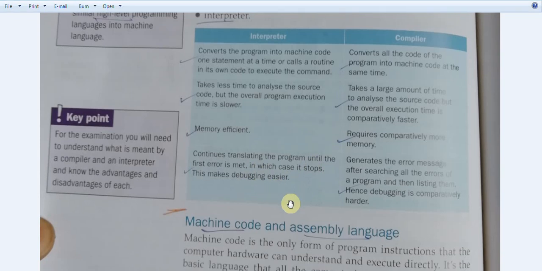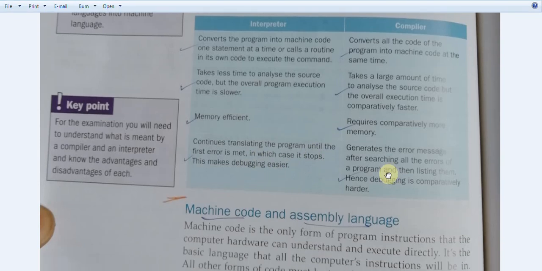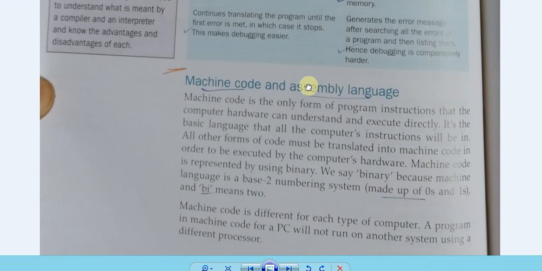Debugging means correcting errors, right? And here debugging is not really easy because all the errors will be listed at once, so you need to find out each error and debug, right?